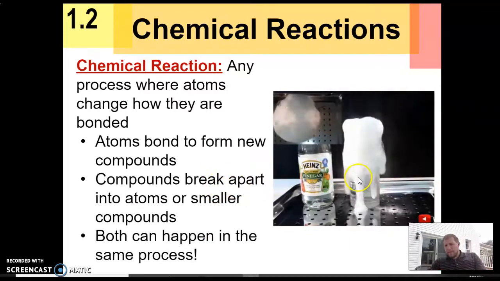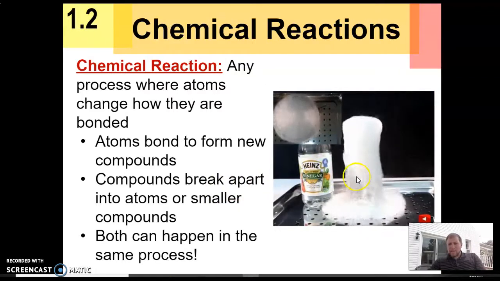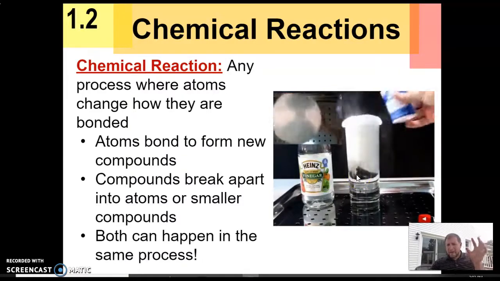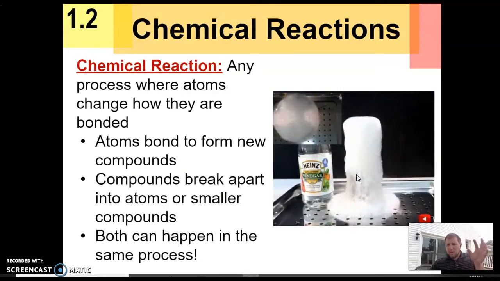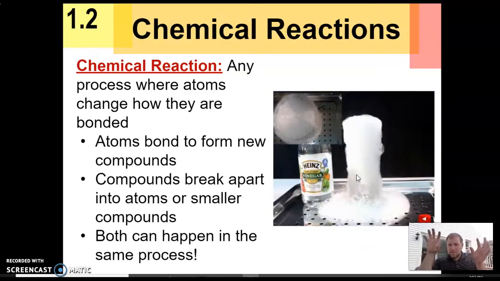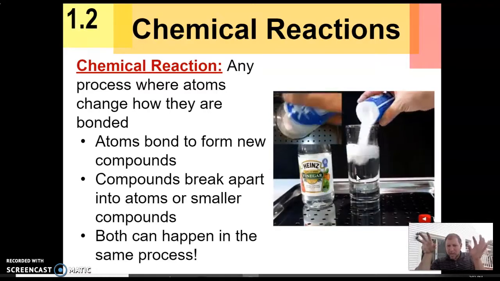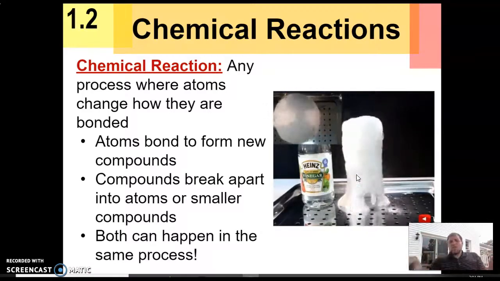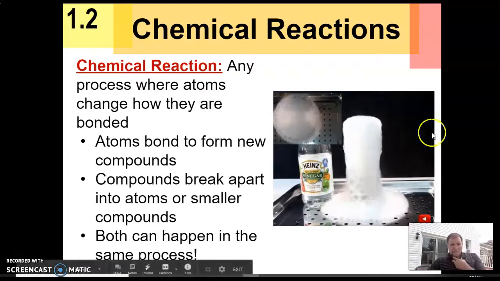And the old vinegar baking soda chemical reaction is just one example of this. What is happening at the atomic level is the vinegar has a hydrogen atom attached. The baking soda has a sodium atom attached to it, and when you mix them together, those atoms switch places to make some new compounds.